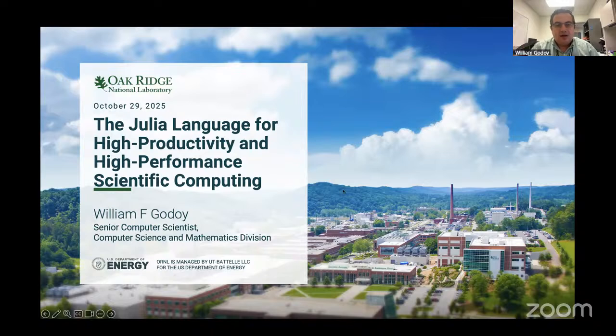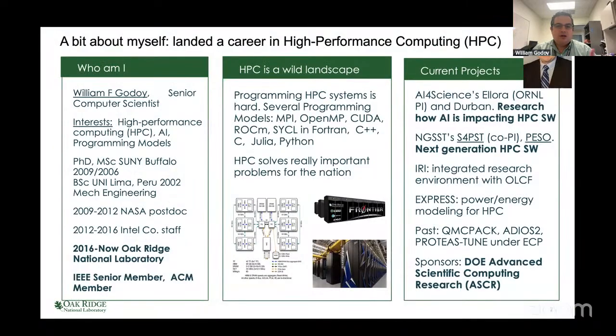So yes, as Alejandro mentioned, my name is William Godoy. I'm a senior computer scientist in the Computer Science and Mathematics Division at Oak Ridge National Lab. Today, we're going to talk about the things that we've been doing, not only on the Julia side, but also what we do here on the high-performance computing side and why we took an interest in the Julia language for science. I'm going to go very fast on some slides, so I'm going to share the PDF with all of you after this. But I'll try to be targeted because this is more for a general audience.